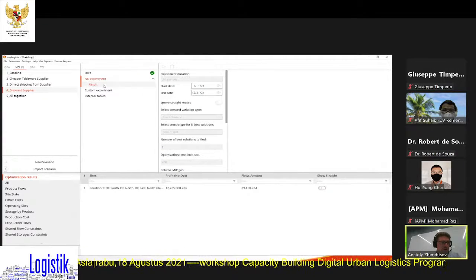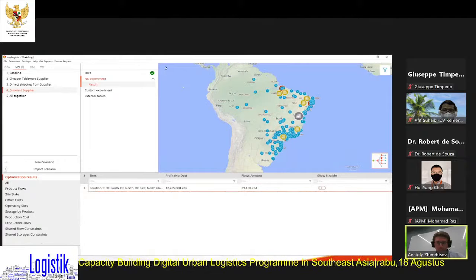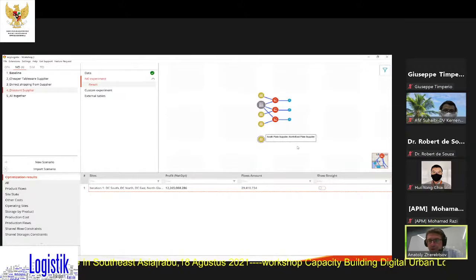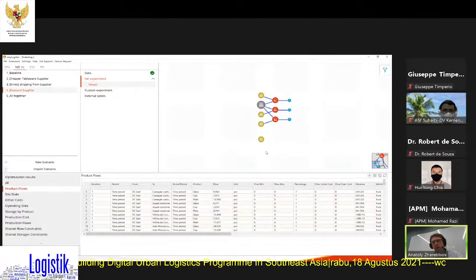We see that profit is even higher. And if we check our structure, we will see that plate suppliers are excluded, and this one new plate supplier replaces them for all of the distribution centers, which is quite obvious, because the more we buy, the higher discount we get.